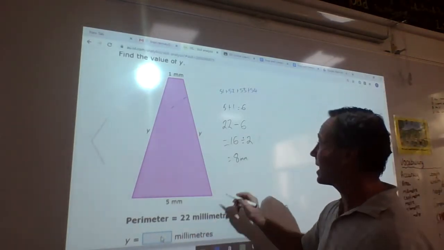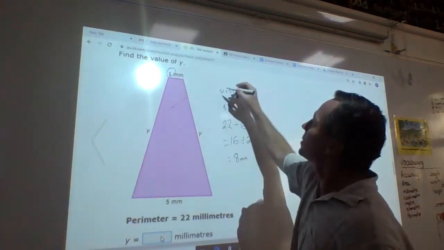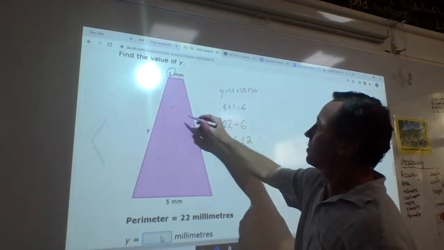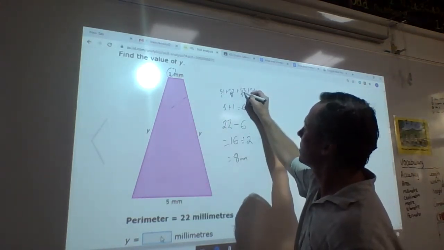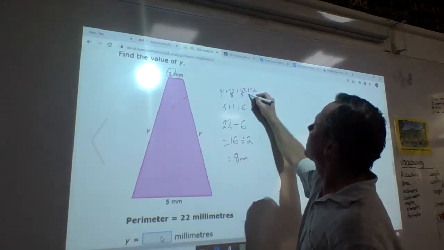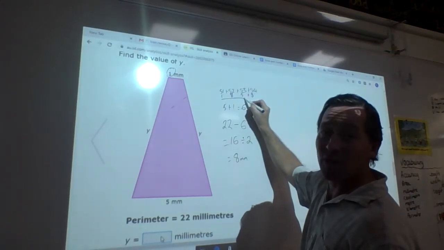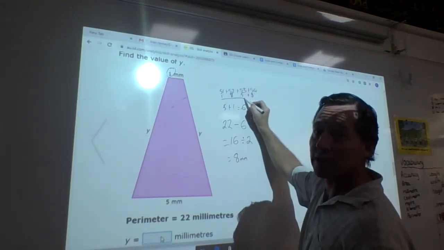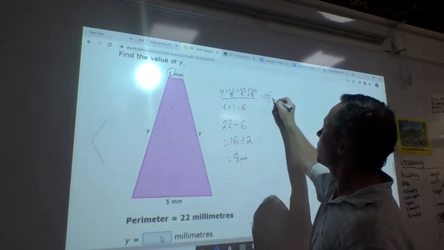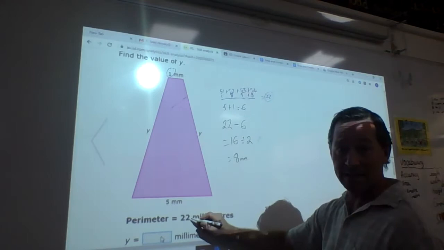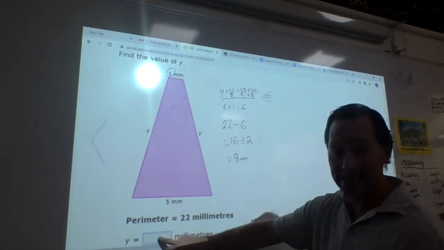The way I can double check that is I could do side 1, let's say this is side 1. Side 1 is 1, side 2, maybe this one, is 8, plus side 3 is 5. That one there, be 8. 1 plus 8 is 9. 9 plus 5, what do you think? It's 14. 14 plus 8 will give me 22. So my 22 is that, which means y must be equal to 8. So you put 8 in there.